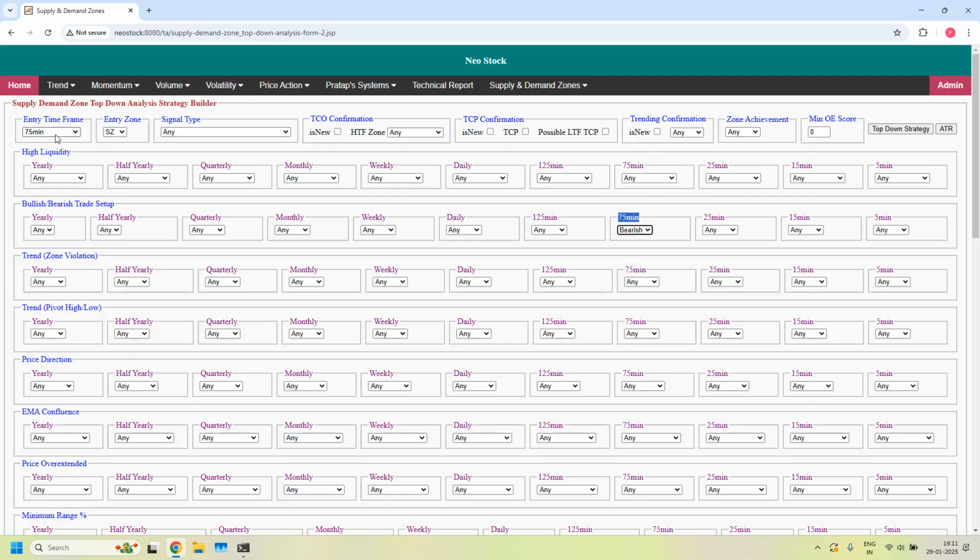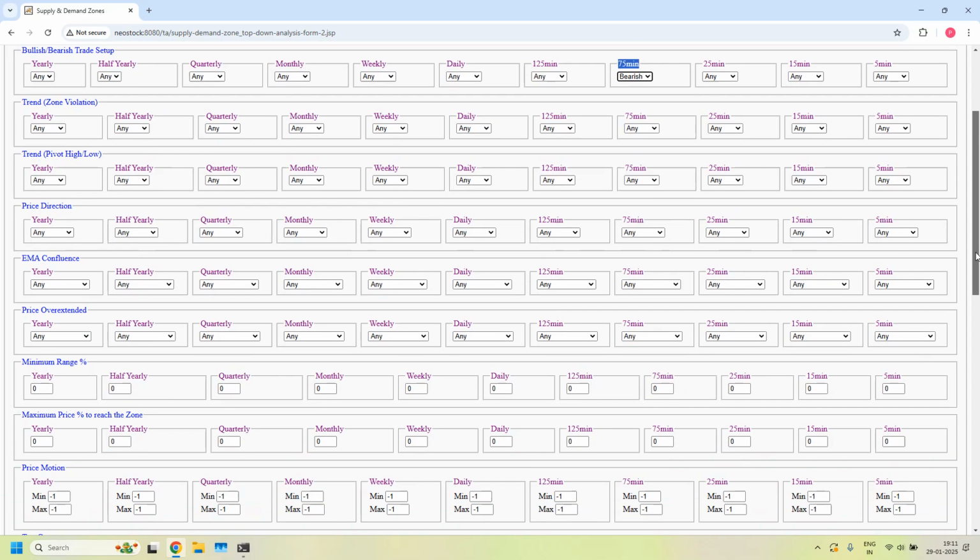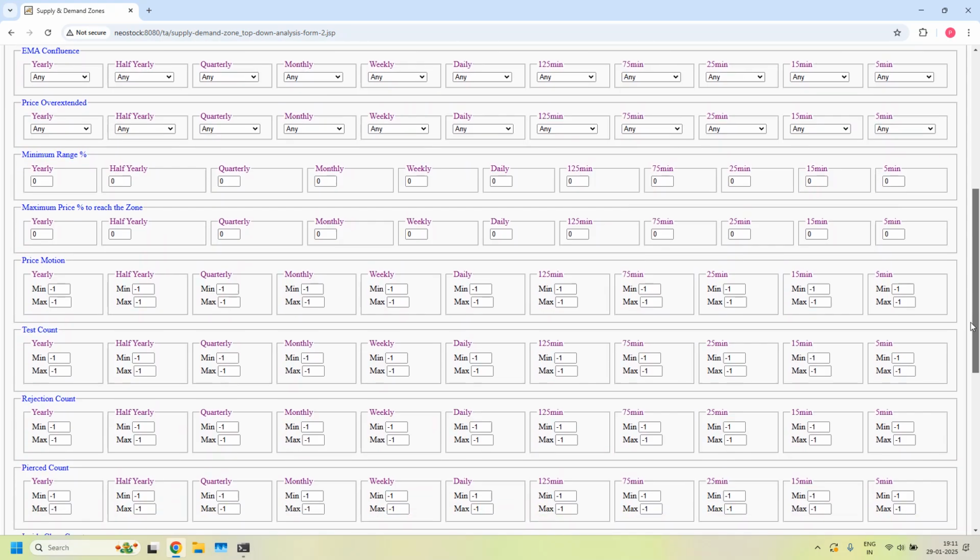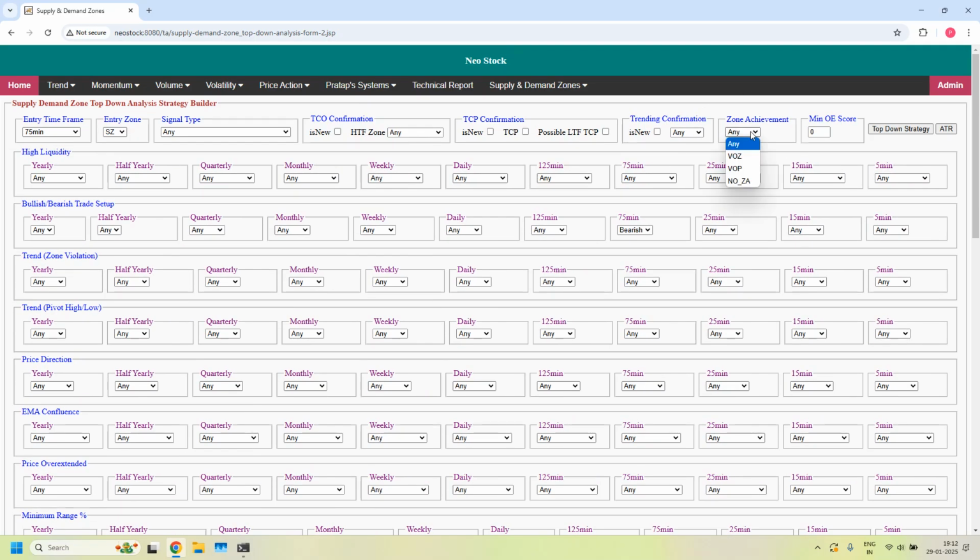Now for this 75 minute supply zone, we should set 3 filters. First filter is 75 minute supply zone should not be pierced. So in the pierced count parameter at 75 minutes time frame, I am setting minimum value 0, maximum value 0. Second filter, violated opposing zone. Third filter, minimum odd enhanced score should be 12. All three filters are applied to 75 minute supply zone.